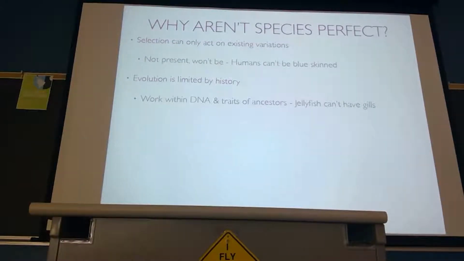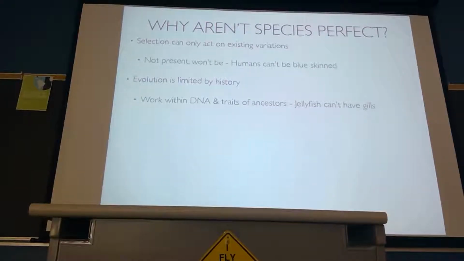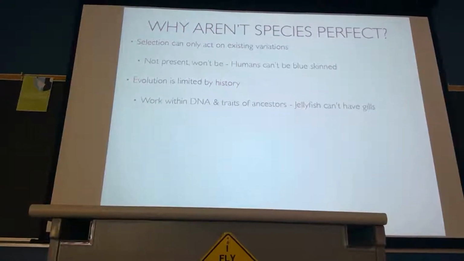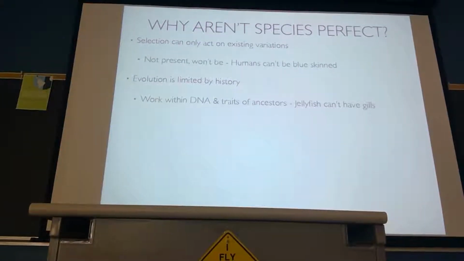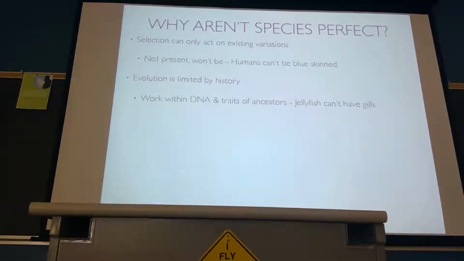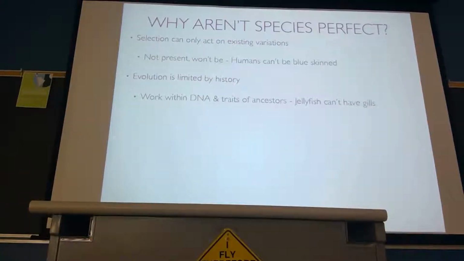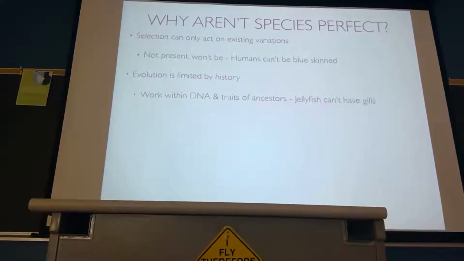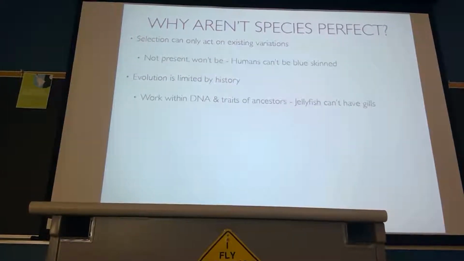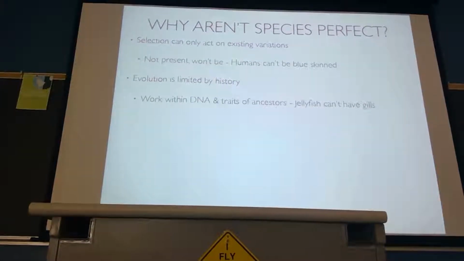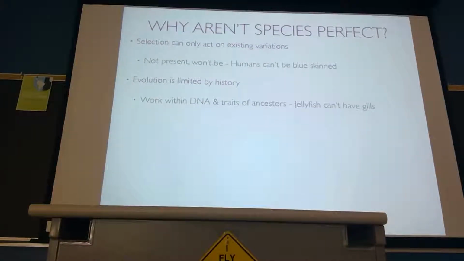But again, different organisms have different abilities for taking in and taking up new genetic content, for mixing and matching genes that exist within their population. Jellyfish are never going to have gills because it's not in their genes to do so. Humans will never be blue-skinned because we don't have the genes for that. I keep saying yet because we're finding new tools that seem like we can start to do these things.